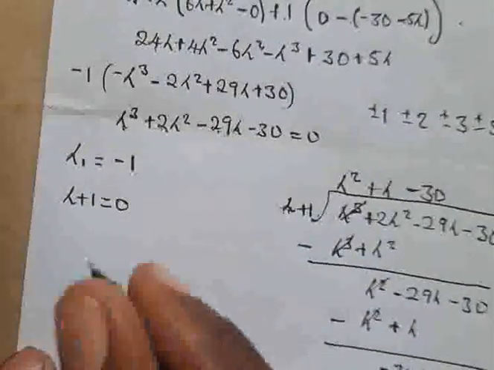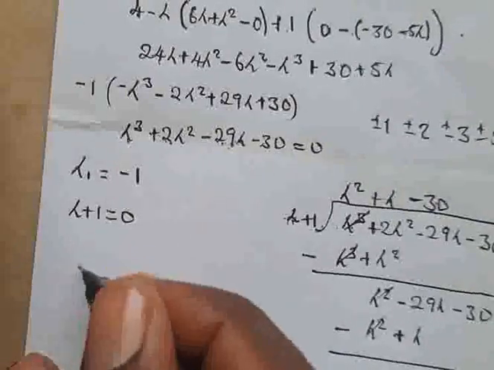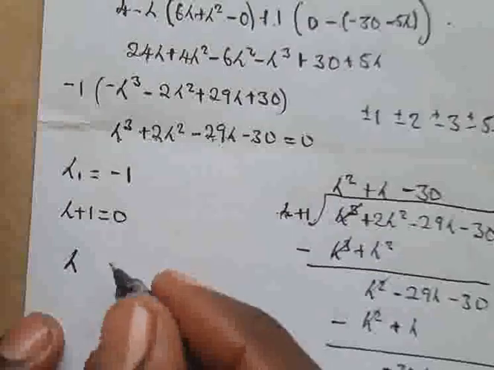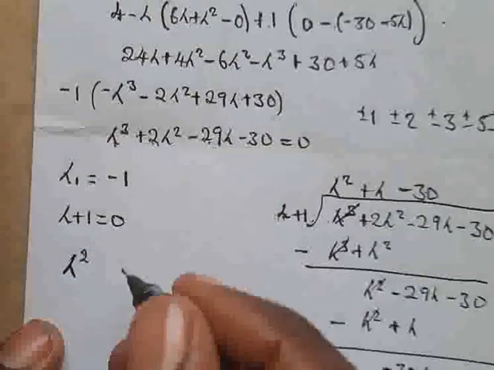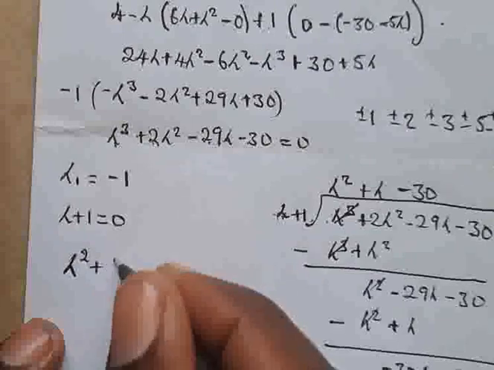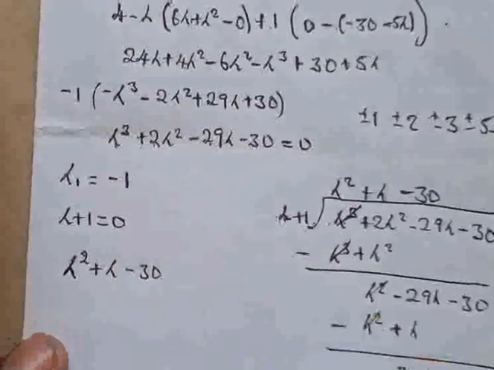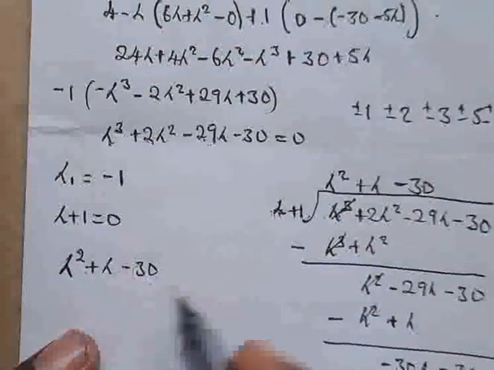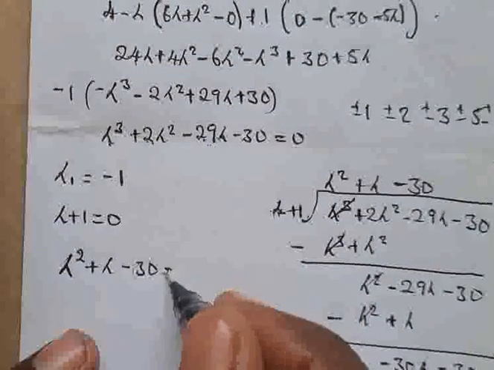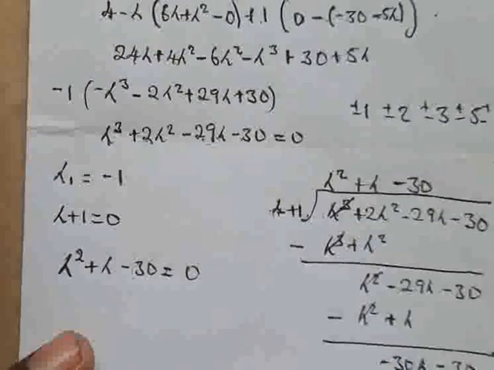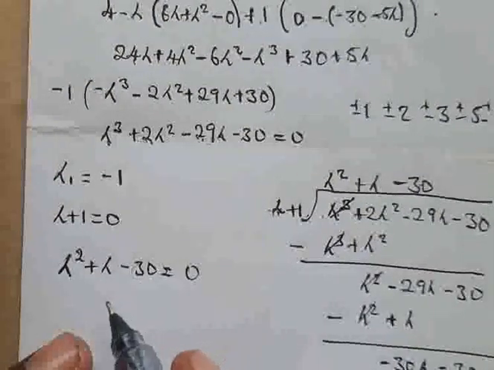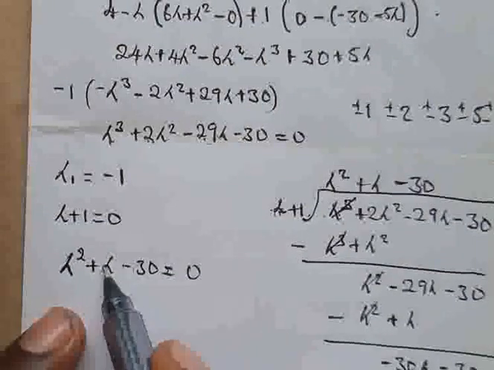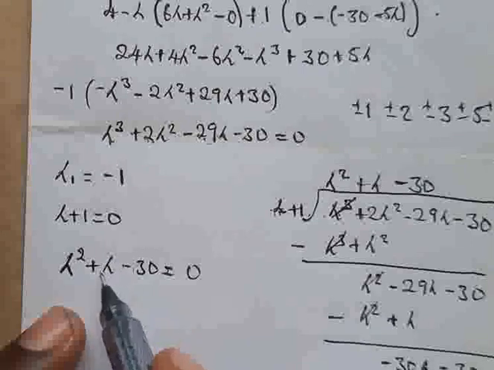So on top we have this. I think this is now a quadratic function. We have lambda squared plus lambda minus 30. So we need to find again the two factors of 30 that can make this whole equation give us 0 when we substitute for lambda. So I'm thinking of factors of 30 whose sum is 1, because 1 is the coefficient here.